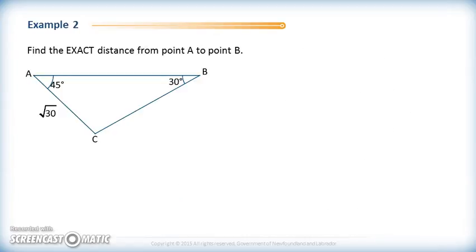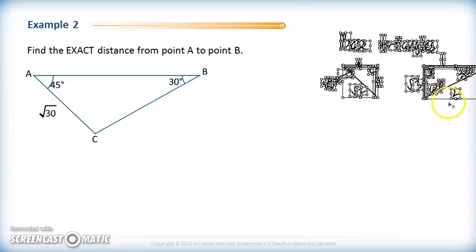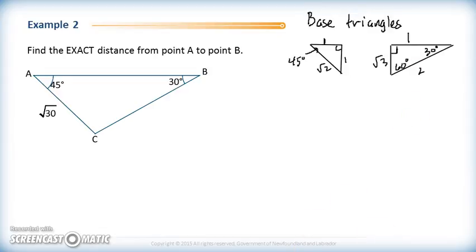Now, this next example involves the use of both special triangles. Therefore, at some point, we are going to need our base triangles, the 45, 45, 90 and the 30, 60, 90. So, taking a close look at this diagram, we realize that this is not a right triangle in and of itself. However, we can section it up into two right triangles. One of them being 45, 45, 90, and the other one being 30, 60, 90.